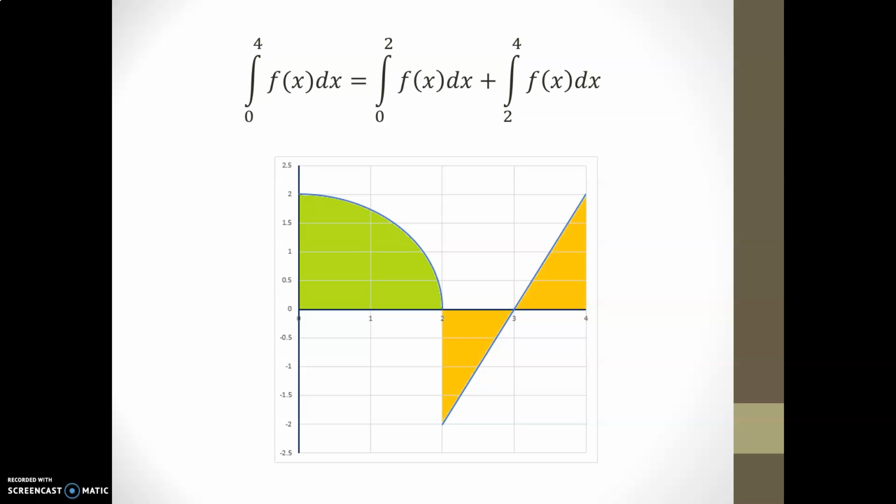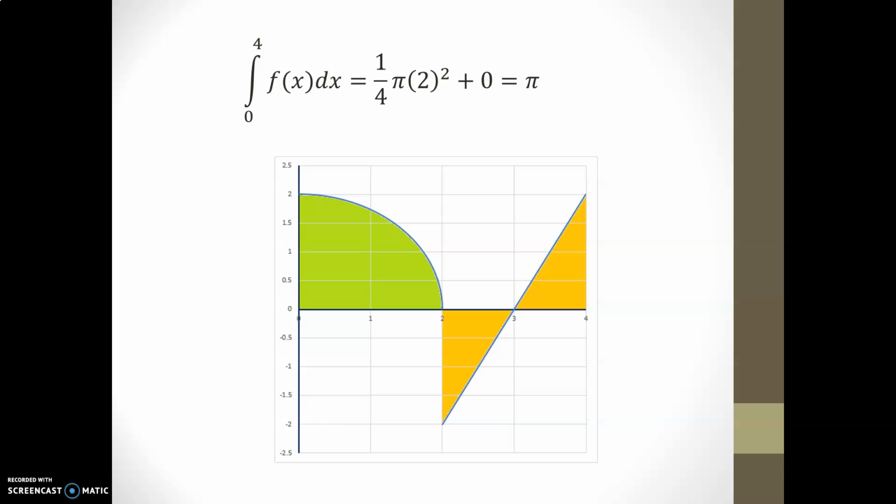On the front, we have the integral from 0 to 2, which is the net area under the semicircle, or the quarter of a circle. And from 2 to 4, we have the net area located between the x-axis and the line 2x minus 6. So the sum of those two integrals, 0 to 2 and 2 to 4, would be equal to the definite integral from 0 to 4 entirely.